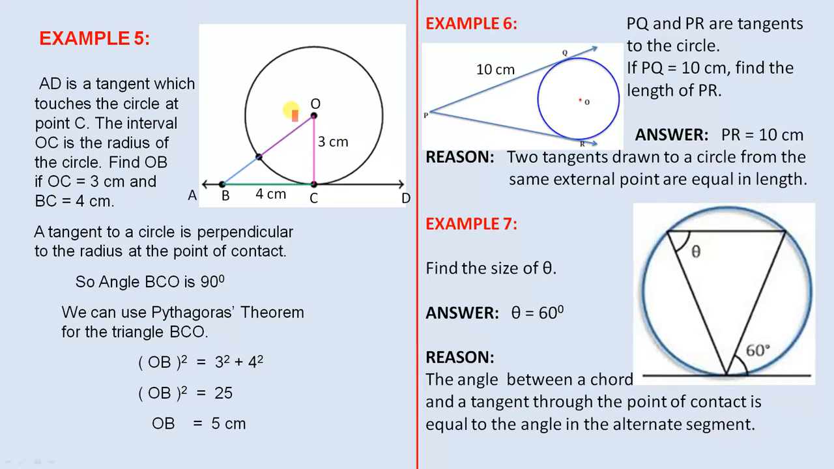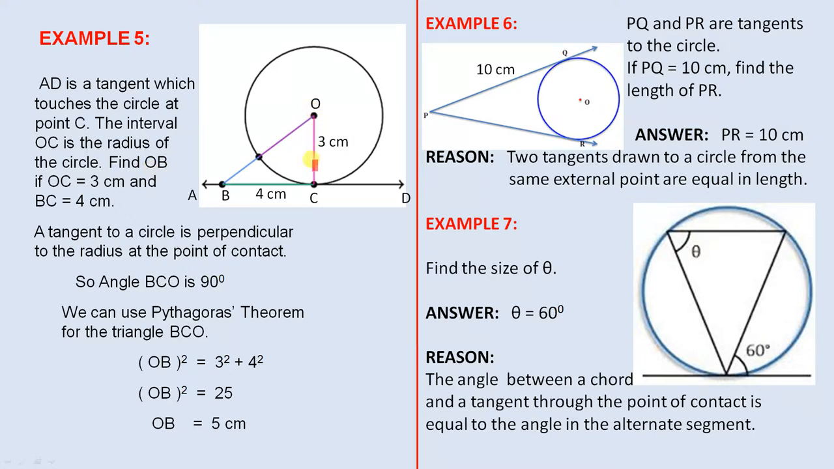Example 5. Now here we have an interesting little diagram. Here is a circle. AD is a tangent. OC is a radius from the center to the point where the tangent touches the circle, and OB is another line which completes the triangle. So AD is a tangent which touches the circle at C, that's there. The interval OC is the radius of the circle, so OC is the radius. Find OB, so we need to find that line there.